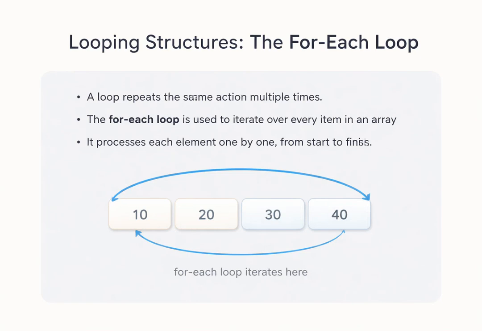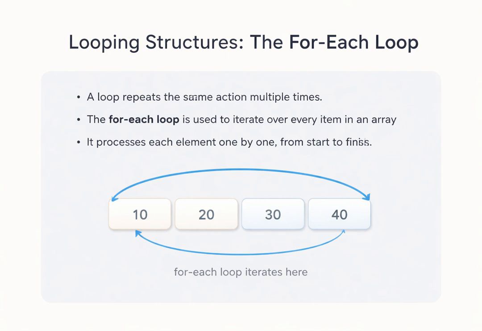Continuing from where we left off with arrays and indexing, now let's talk about looping structures, specifically the for-each loop. So what is a loop in the first place? A loop is simply a mechanism where the same block of code repeats over and over. Think of it like a frame that keeps running the same action.